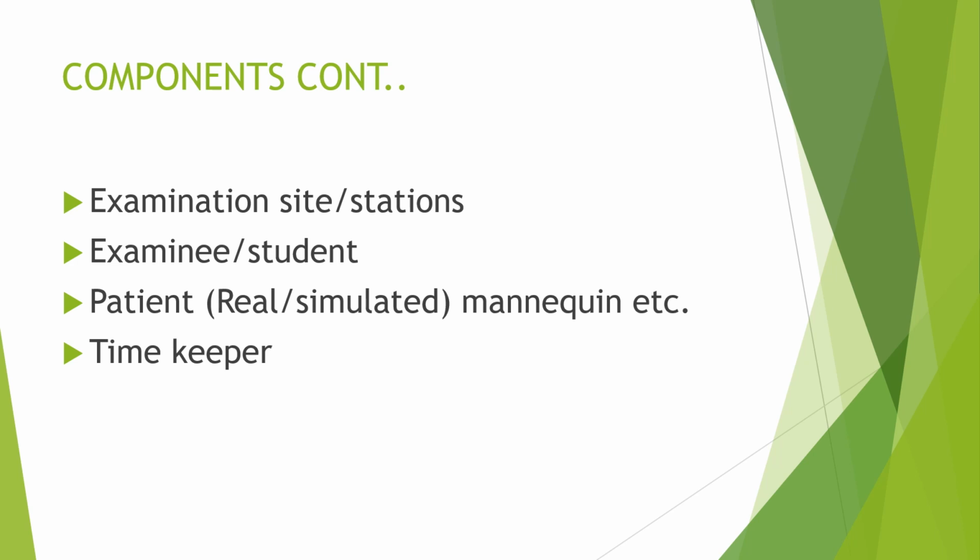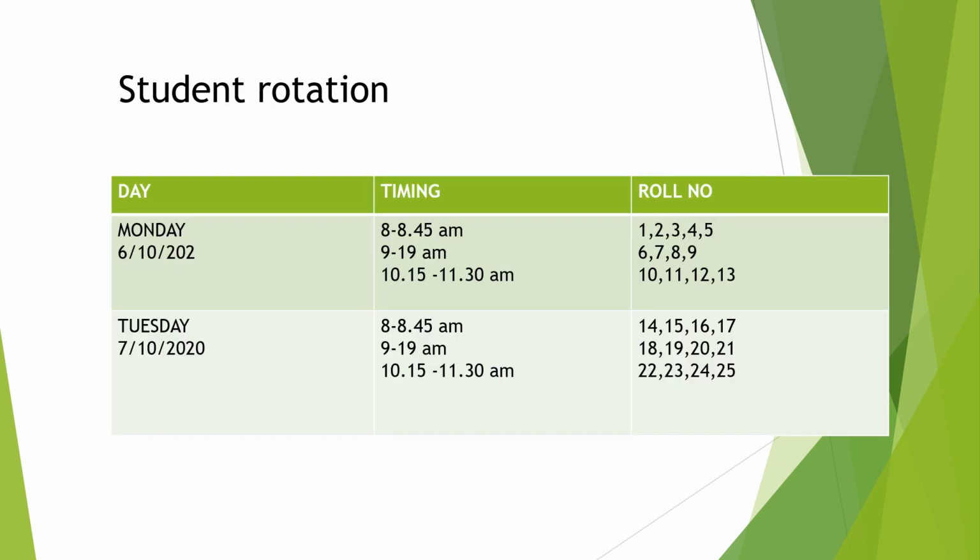The next component is the examinee or student. This is the important component of the OSCE examination. Another one is the patient. That may be a real patient, a simulated patient or a mannequin, which we have already seen. The next component is a timekeeper. That person can watch the timings and give information to change the station after the fixed time. Another one is student rotation.